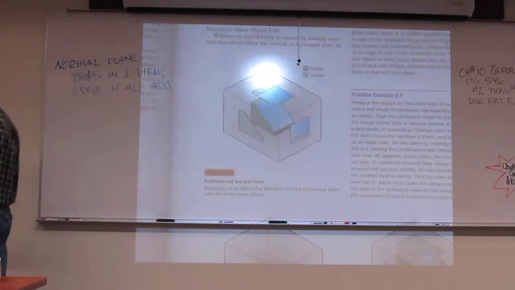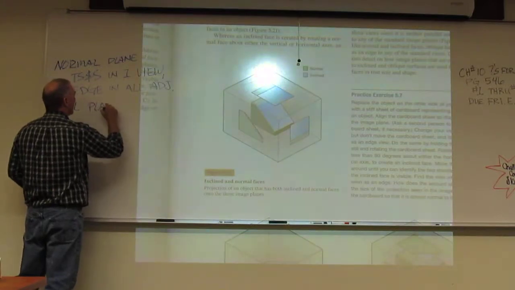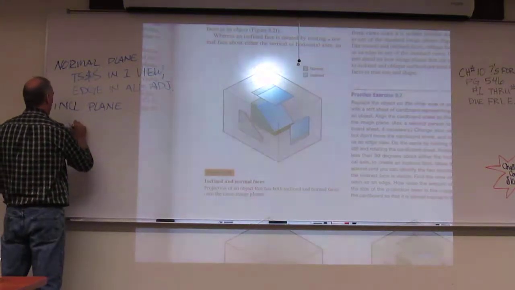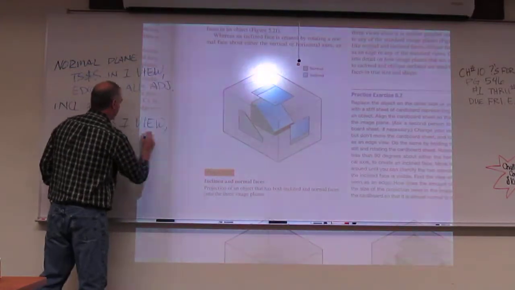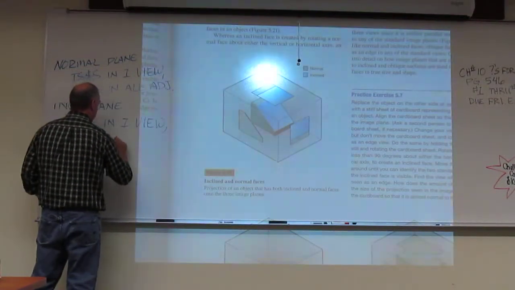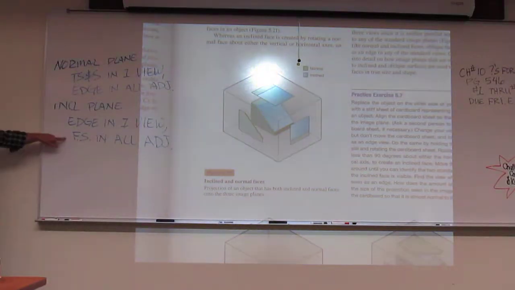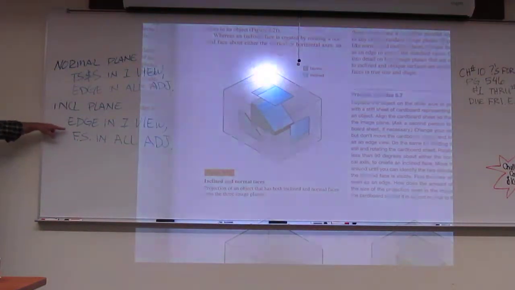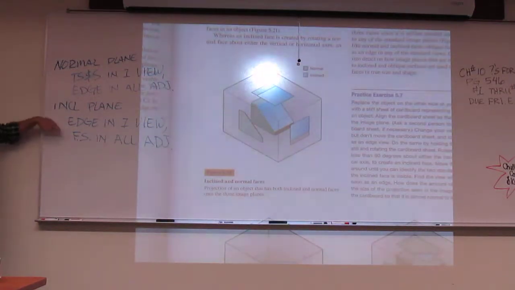Let me just give you a definition of incline right off the bat, and then we'll explain how you find it. So, incline plane. It will be an edge in one view. I've got FS for foreshortened, or you could write smaller. Either or. An inclined plane will always be an edge in one view. It will be foreshortened in all adjacent views.